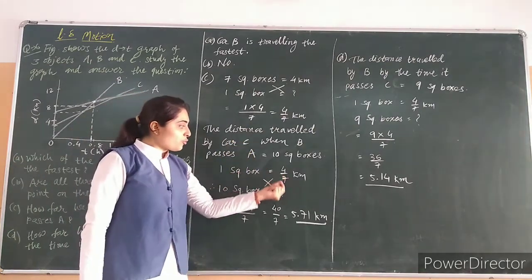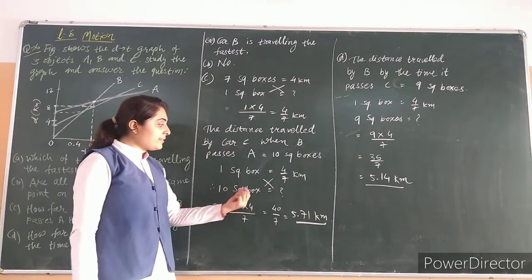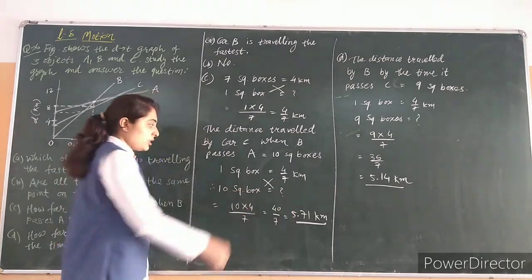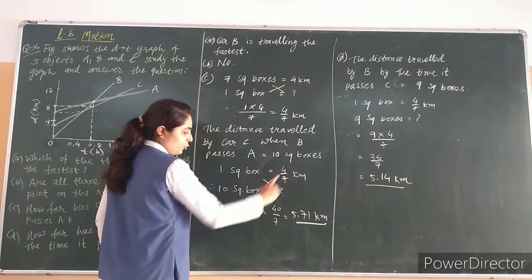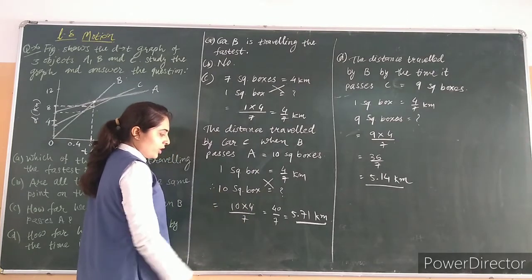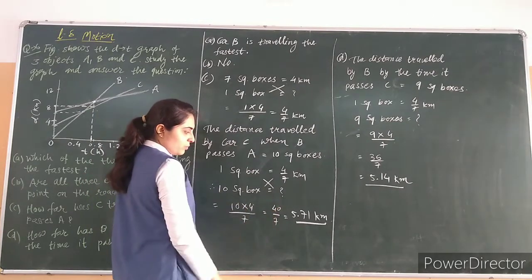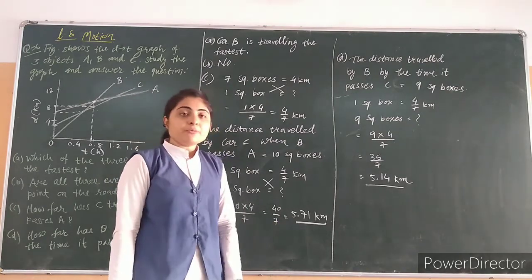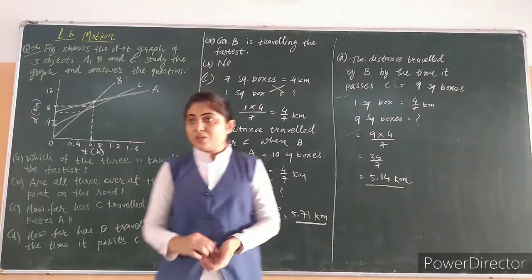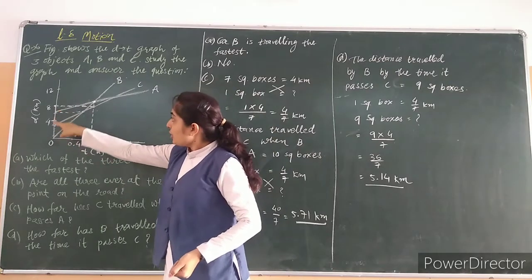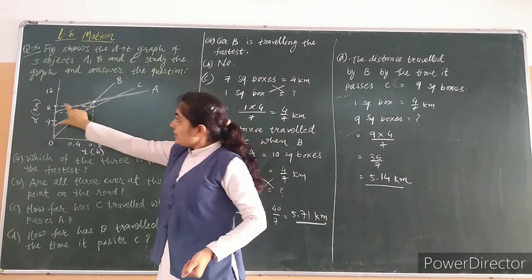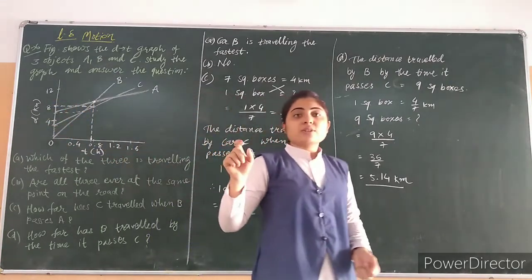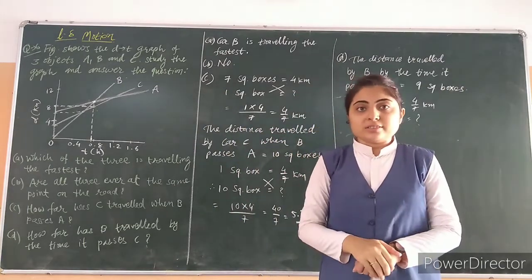1 square box equals 4 by 7 kilometer. Then 10 square boxes equal how many kilometers? Do the cross product: 10 into 4 by 7 divided by 1. 10 4s are 40 upon 7. If you calculate it, it will give 5.71 kilometers. It means from the initial point to this time, object C has traveled 5.7 kilometers.